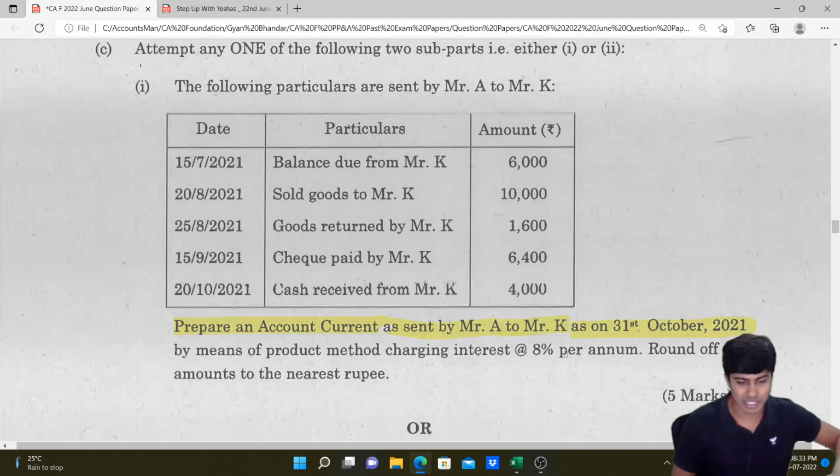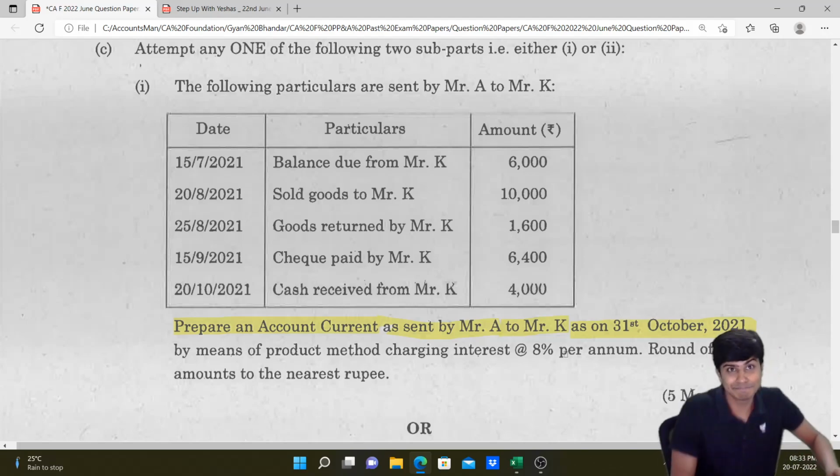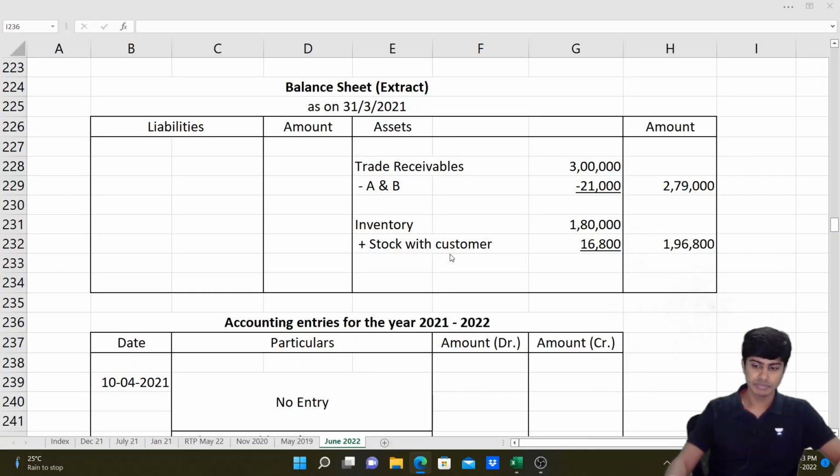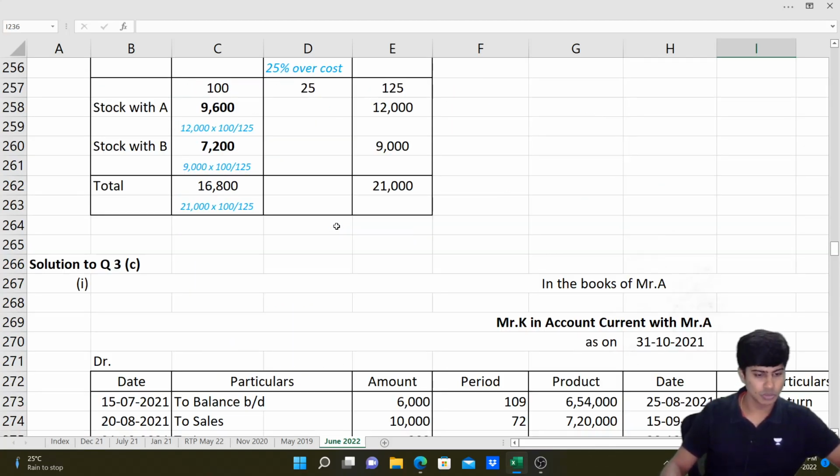This could have been way more tricky. They could have asked epoch method, or they could have asked balance of product method. But lucky you, they asked product method without epoch. Fine. Let's first draw an account in the books of A for Mr. K. So that's how you should start.